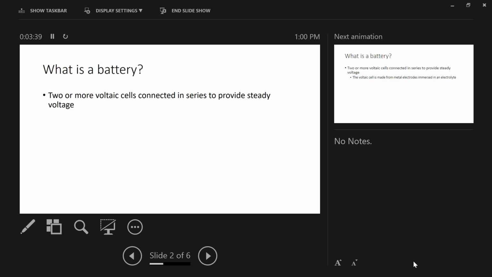And so what questions do you have after reading this definition? What are some questions? What is a voltaic cell? And what is steady voltage, right? I'm glad you asked. First answer, a voltaic cell is made from metal electrodes immersed in an electrolyte.